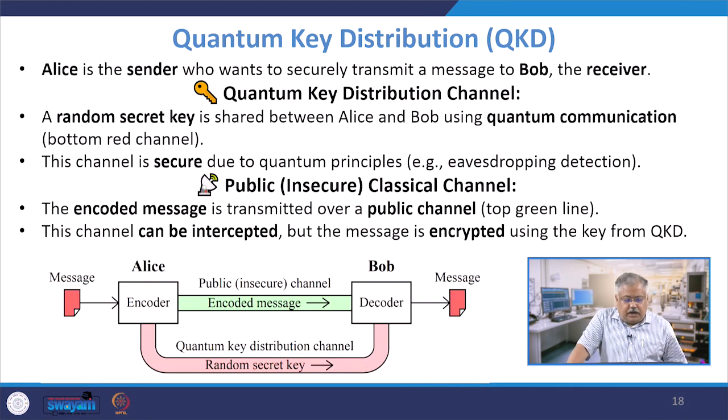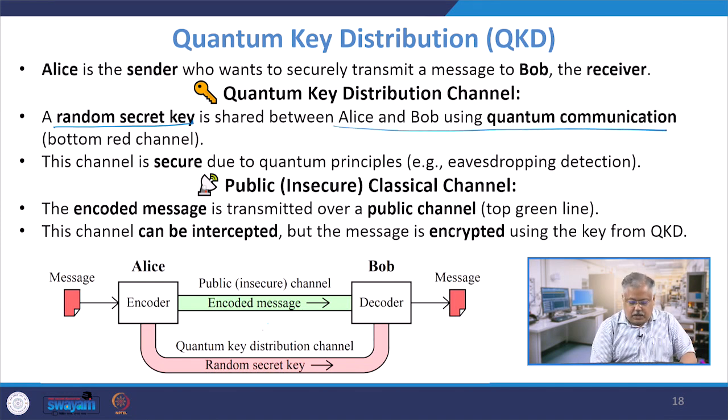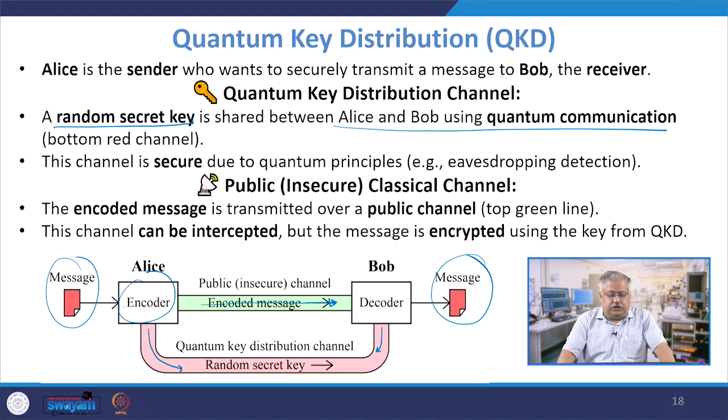Now let me give an example. Let us say Alice is the sender who wants to securely send a key to Bob, the receiver. So we use a QKD channel. Let us suppose I generate a random secret key which is shared between Alice and Bob using quantum communication. I have a message, Alice sends it through an encoder, and this encoded message goes through an insecure channel. The random secret key goes through the QKD channel to the decoder at Bob, and Bob decodes the message which has been encoded at Alice to generate the message signal.